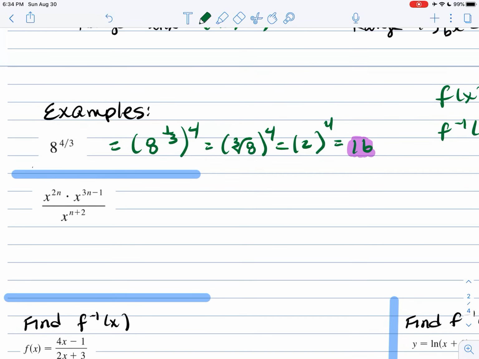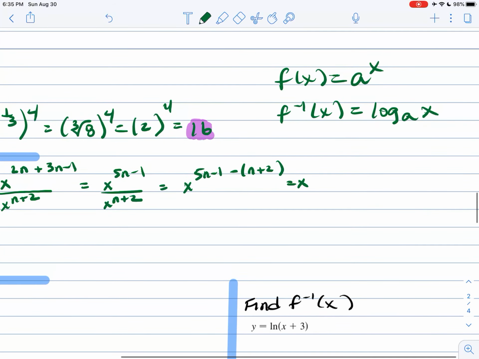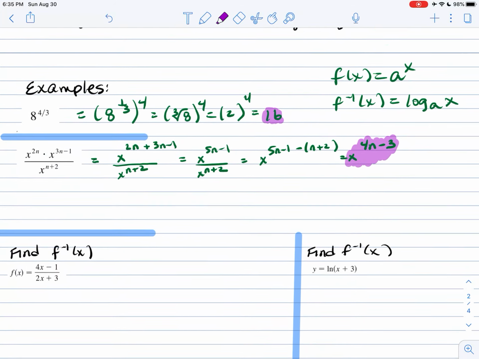Good. Here I'm going to use a series of those exponent rules. At first, in the numerator I can combine by adding the exponents. So I can say that this is equal to x to the 2n plus 3n minus 1, divided by x to the n plus 2. You could actually do it in several different steps here. 2n plus 3n is 5n. And now I'm going to use the rule of the difference. If we divide x to the a by x to the b, that's going to be x to the 5n minus 1 minus n plus 2. And that's going to give me x to the 5n minus n, which is 4n. And we have minus 1 minus 2, which is minus 3. And then that's it.